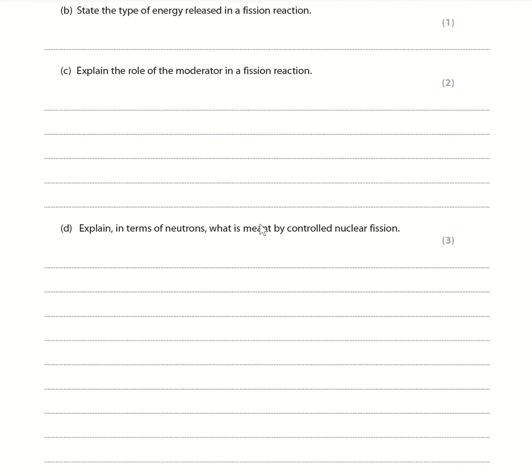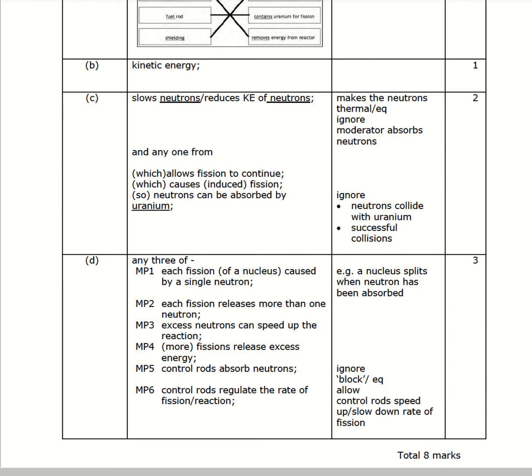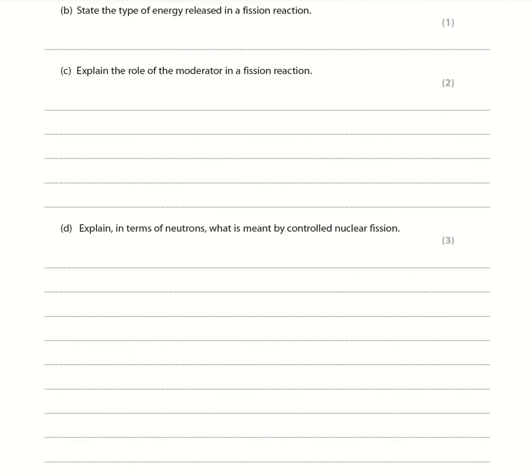So this is in terms of neutrons, what is meant by control. So controlled is like it doesn't melt down, the reactor doesn't melt down and go out of control. And we have to choose 3 from these. Fission releases more than one neutron, and excess neutrons can speed up the reaction. More fissions release excess energy. Yeah, so it's in brackets. Control rods absorb neutrons to stop it from going out of control. So they're called control rods.